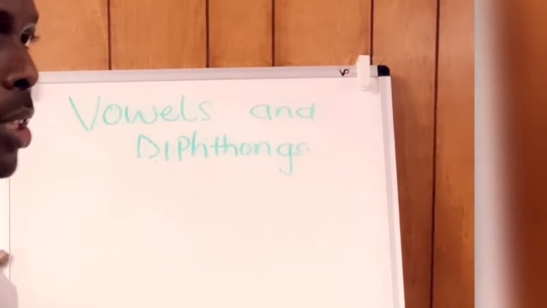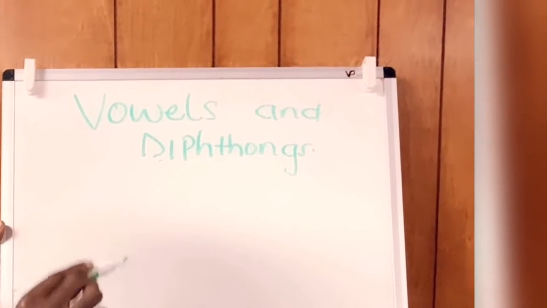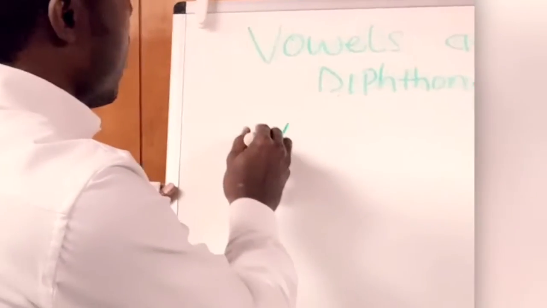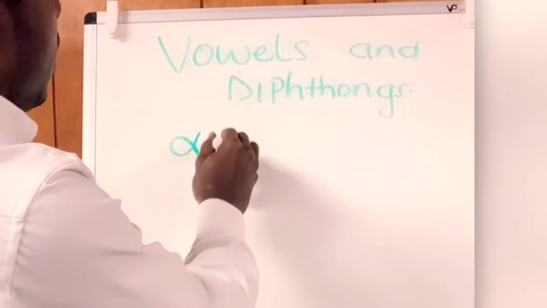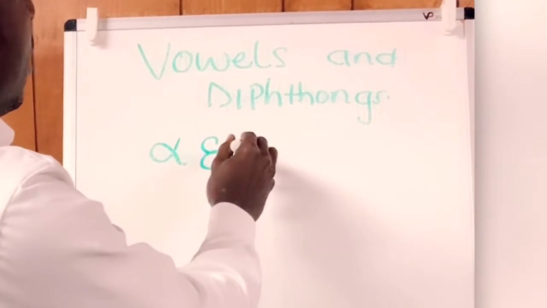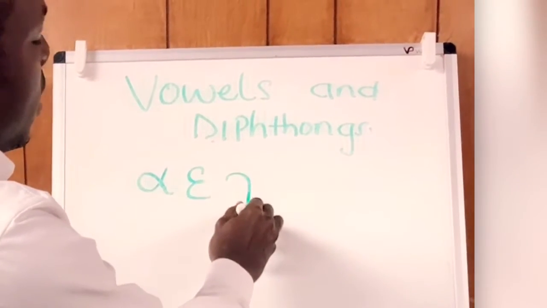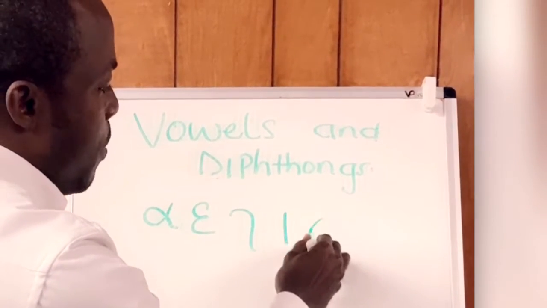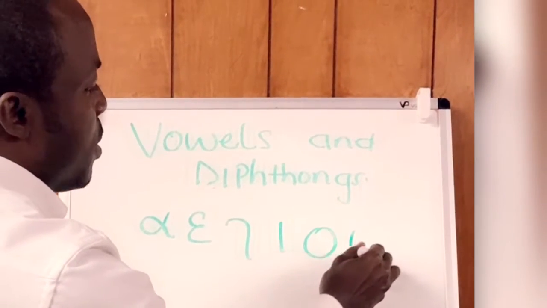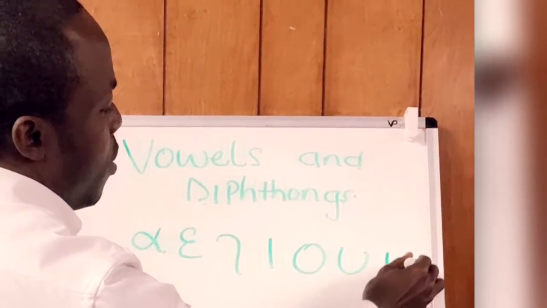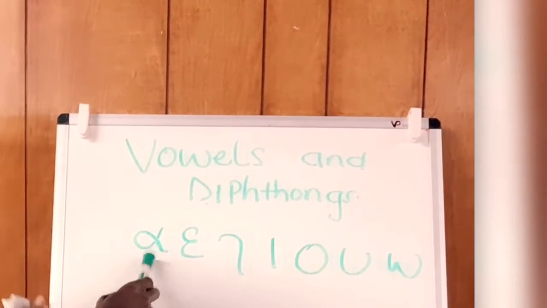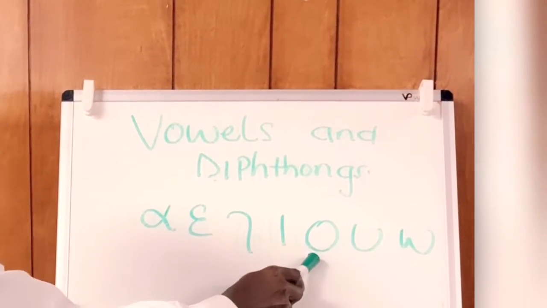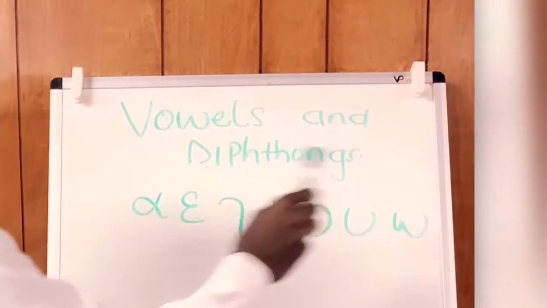In Greek language, there are these 7 vowels that the Greeks recognized. They are alpha, epsilon, eta, iota, omicron, upsilon, and omega.